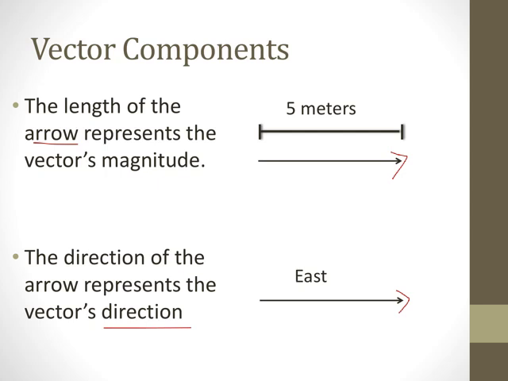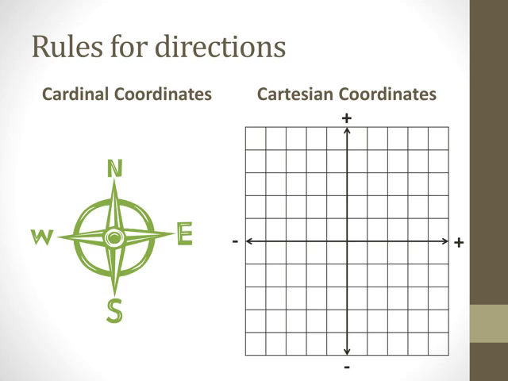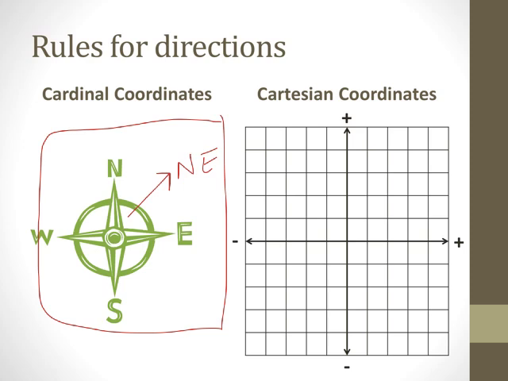So let's talk about direction a little bit more. There are two major ways to discuss direction on a vector. There are the cardinal coordinates: north, south, east, west, or also northeast. Eventually we're going to get into some great detail with this, with angles and to what degree things are northeast or southeast, and vector components. But for right now, we're going to focus a little bit more on the Cartesian coordinates.